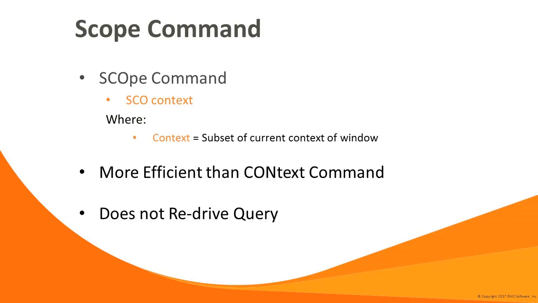The scope command is rarely used, but you may encounter it in viewing hyperlinks. This command is used to display a subset of targets in context without refreshing the data. This is more efficient than using the context command, which generates a new query. The scope command is only valid when viewing a multi-target context.